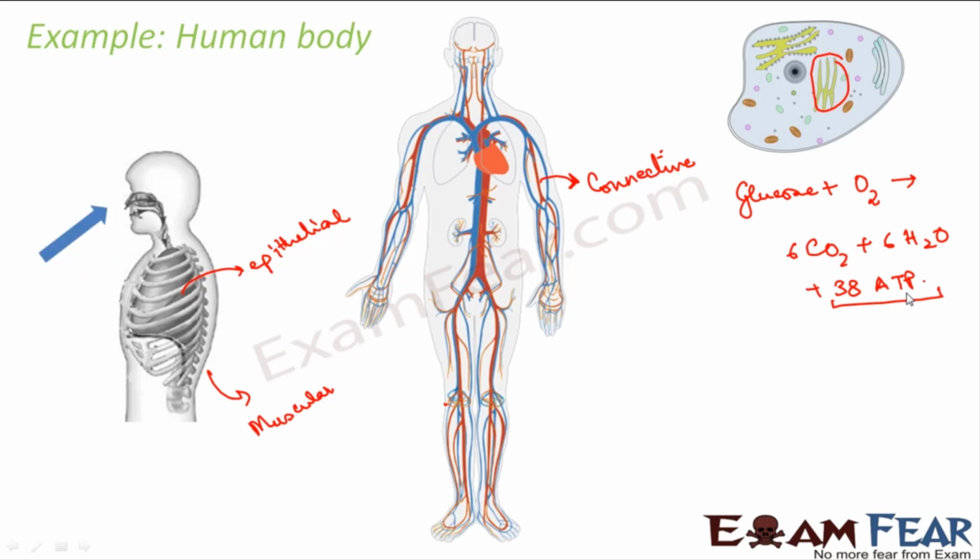Now each cell will produce this much energy. So you can imagine that inside the body there are so many cells and they all will produce some amount of energy, which when taken together will become a good amount of energy. Right?